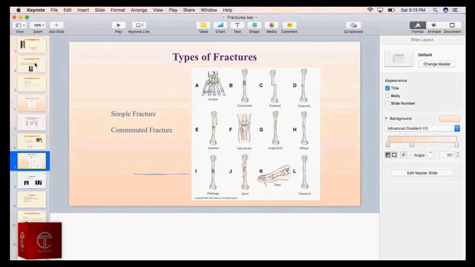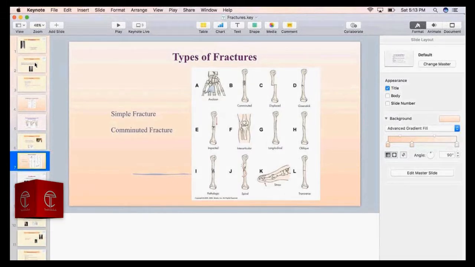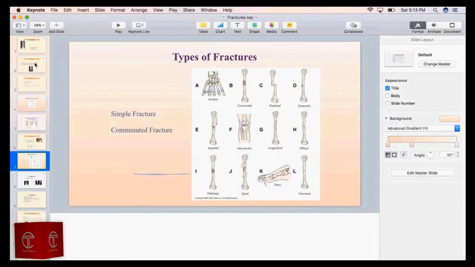And in picture E, you can see an impacted fracture. That is, one fragment is impacted into another fragment. So in the picture you can see it's just like a transverse fracture and it is impacted, so it became stable.